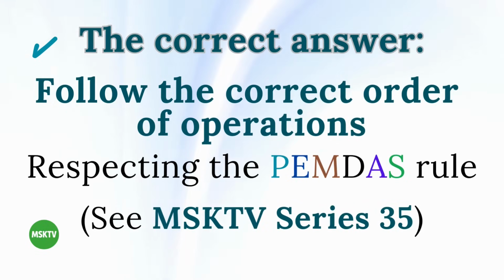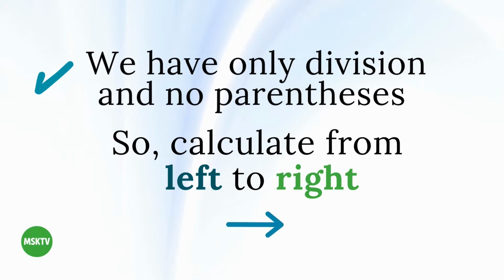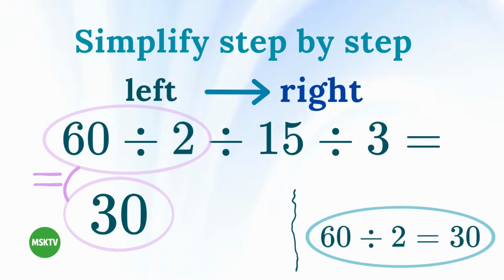In math, we must follow the correct order of operations, using the PEMDAS rule explained earlier in MSKTV Series 35. When we have only division and no parentheses, as in this case, we calculate from left to right. So let us simplify this expression step by step.